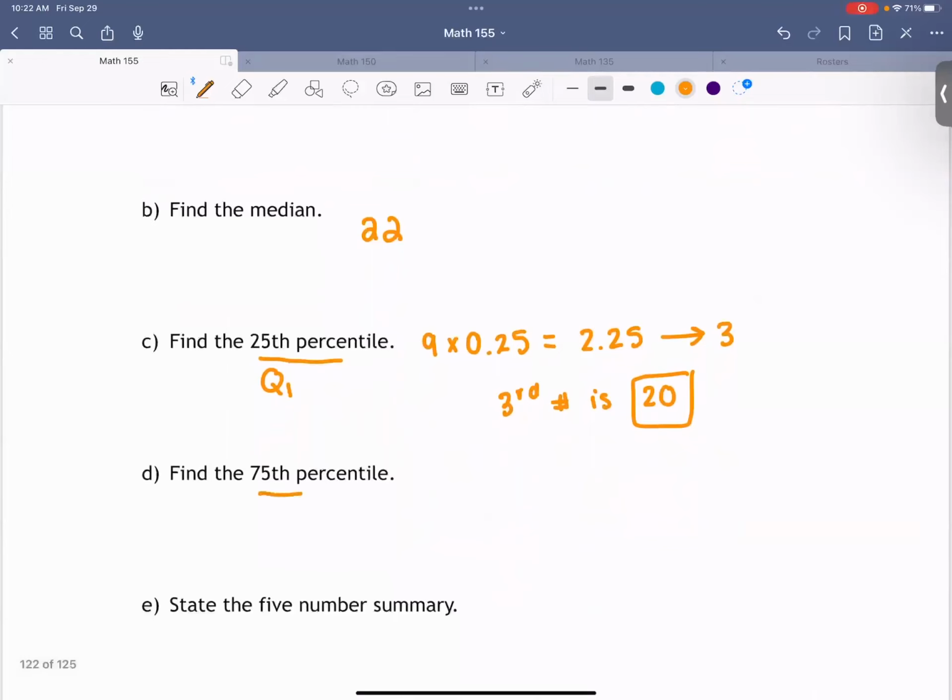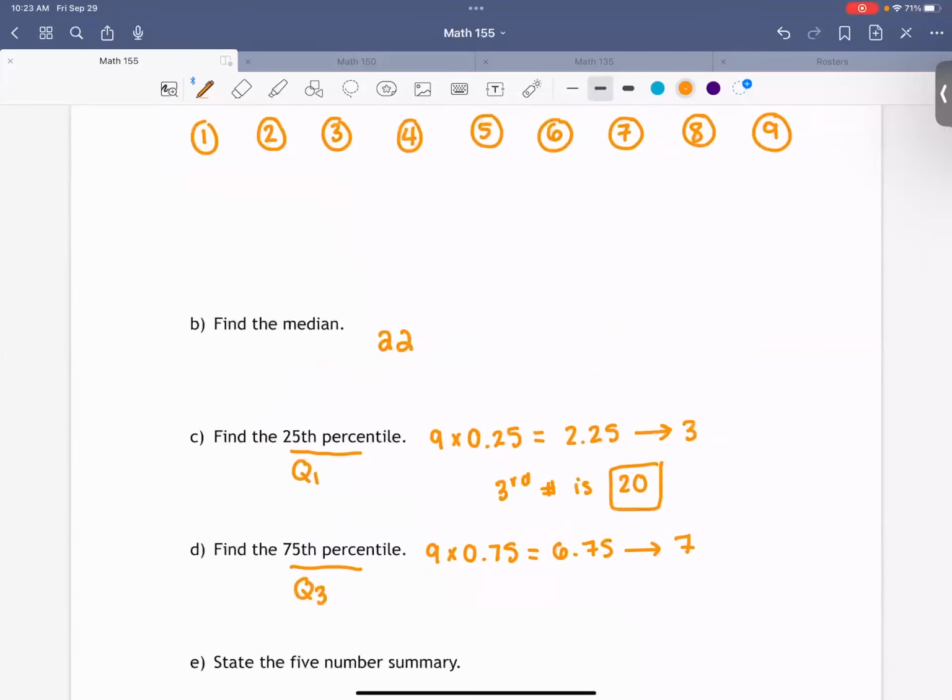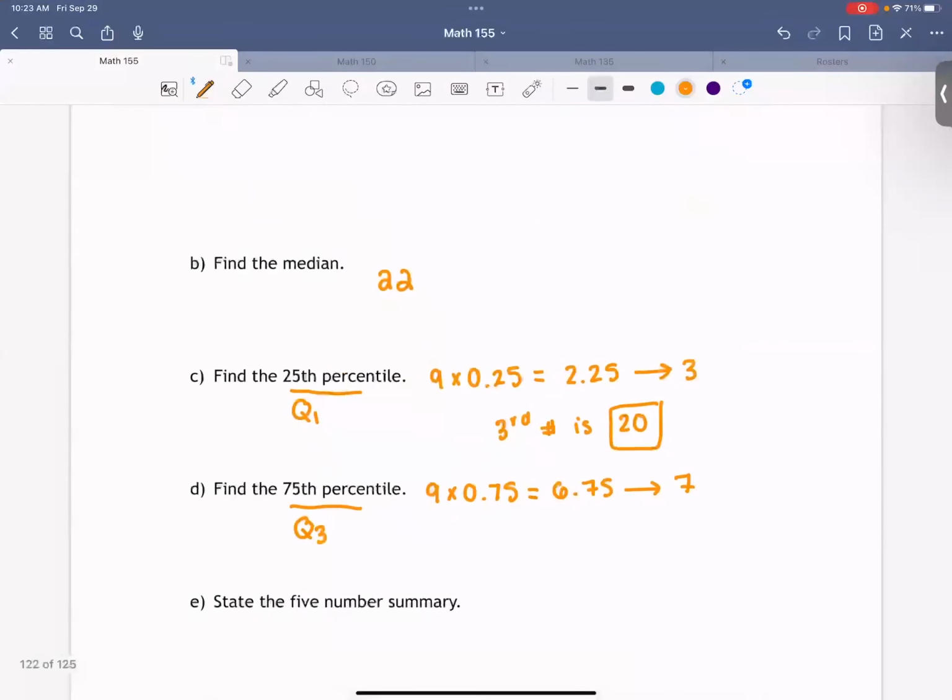Next up, we have the 75th percentile, which I'm guessing is Q3. And in order to get the 75th percentile, what two things am I going to multiply together this time? 9 times 0.75. I'm telling you, you are going to get tired of computing these percentiles as this class goes on. They're kind of confusing at first, but as you get sick of doing this every single time, it gets a little bit easier. I got 6.75, which rounds up to 7. Is 7 my 75th percentile? No, it is 26, right? So the 7th number is 26.